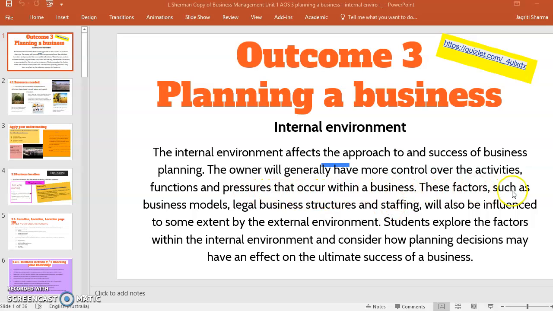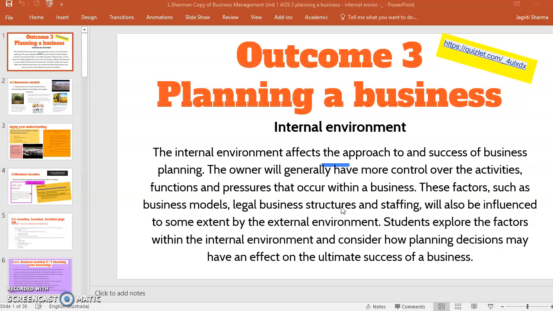These factors include business models, and legal business structures. Legal business structures means proprietorship, partnership, private limited. So these are the legal business structures, business models, and staffing. These are all decided by the owner of the business. Now, they will be influenced by external factors as well, the external environment.